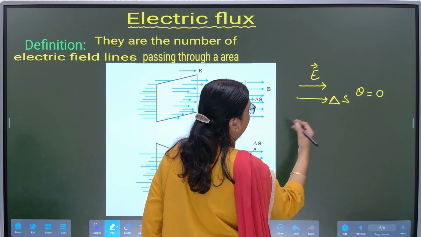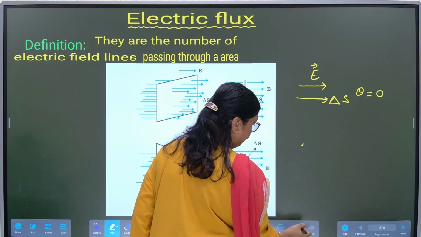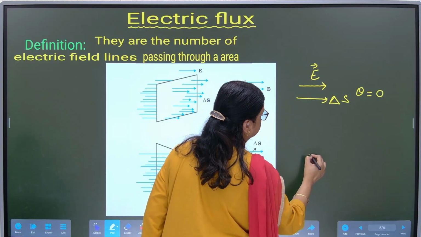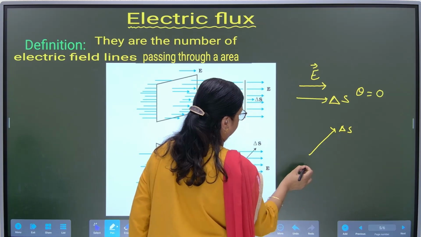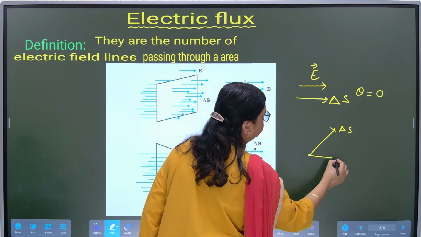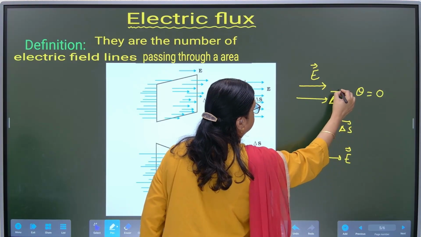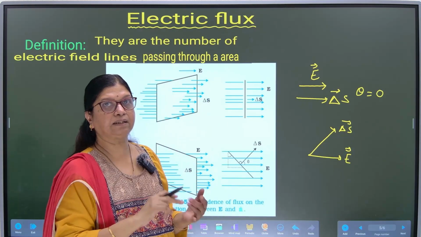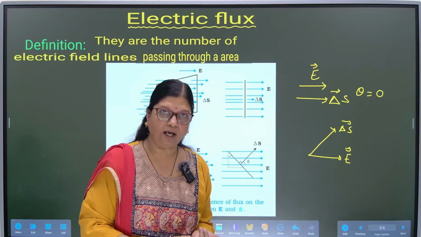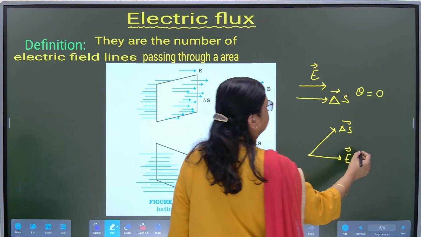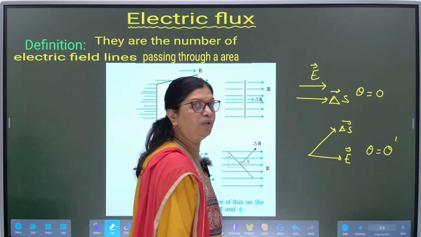So what should I say? The area element has this direction, delta S, and the direction of the electric field is E. Now both are vectors because we are talking about direction. Electric field is also a vector and area element is also a vector. Okay, so what is theta here? Something like theta dash or theta 1 we can consider.